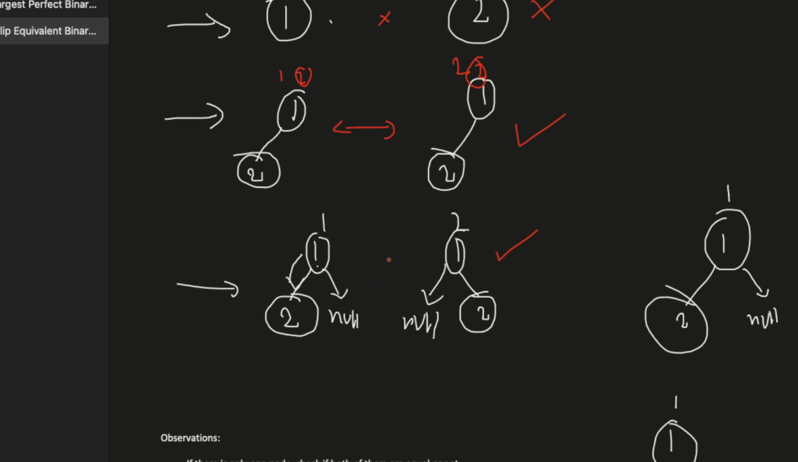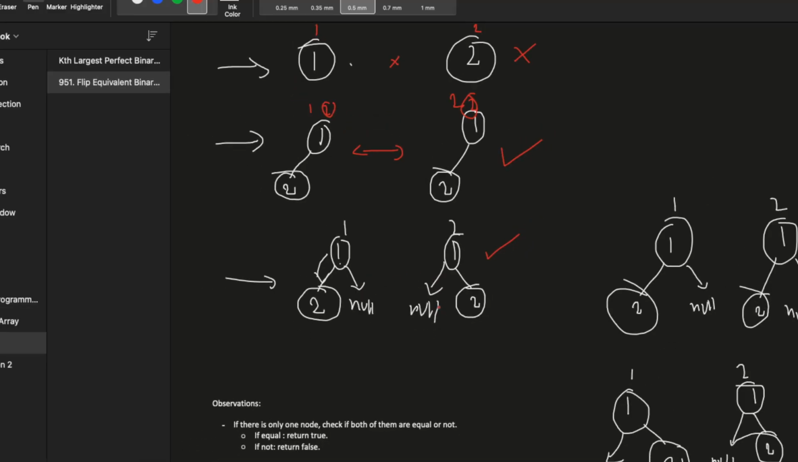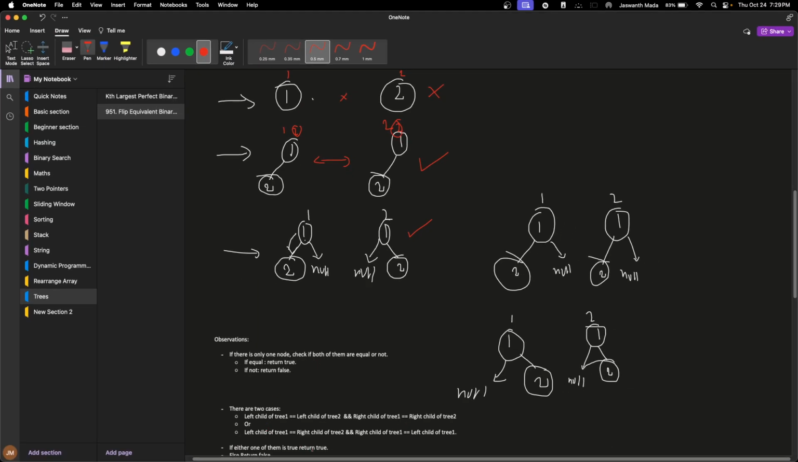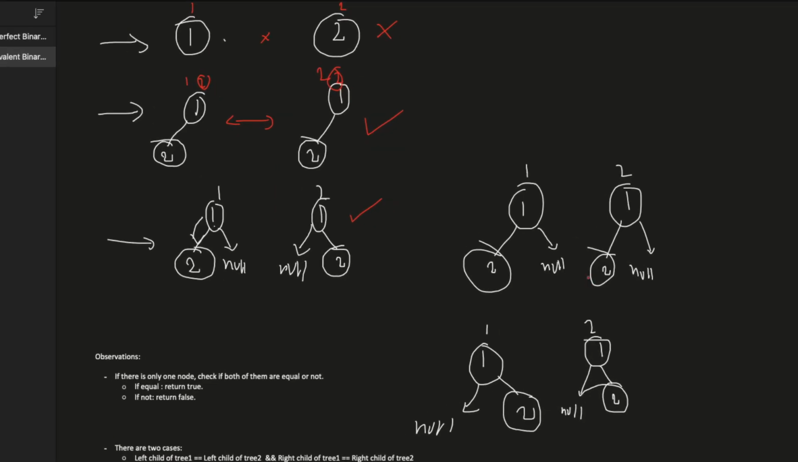But how can we say that these two are equal, even though they are on different sides, right? So let's try to understand this with this example. Let's say these two trees are not flipped. Then what would we do generally? We will just check whether 1 is equal to 1, and then 2 is equal to 2, and null is equal to null, right? So we will say these two are flip equivalent.